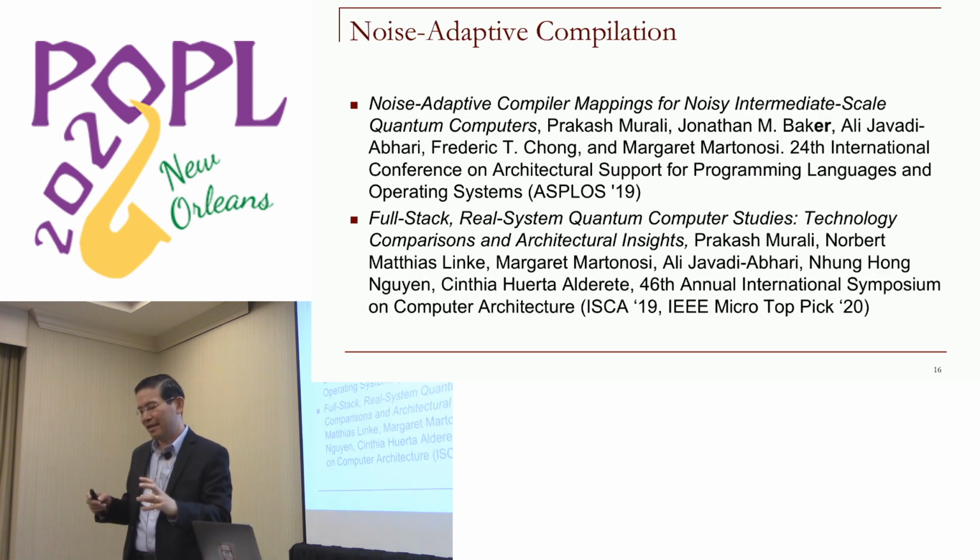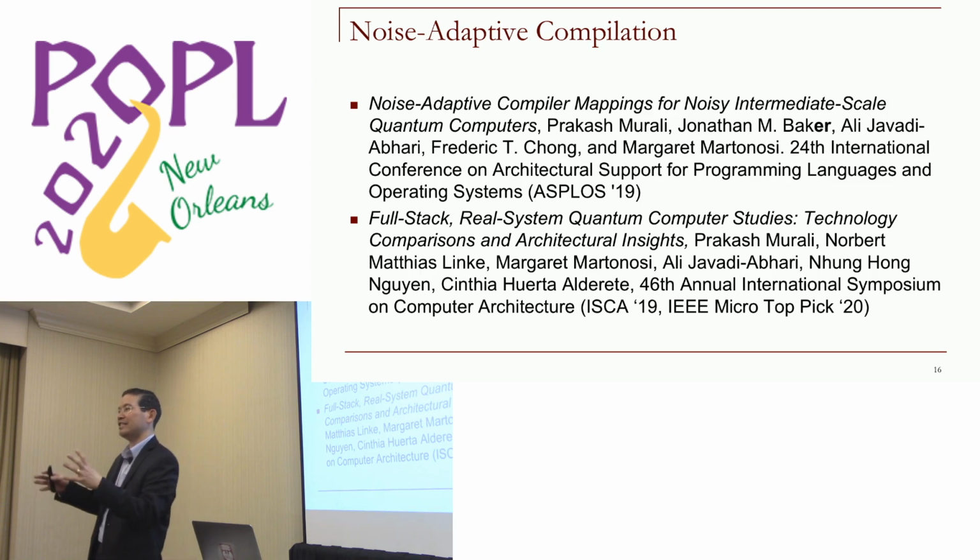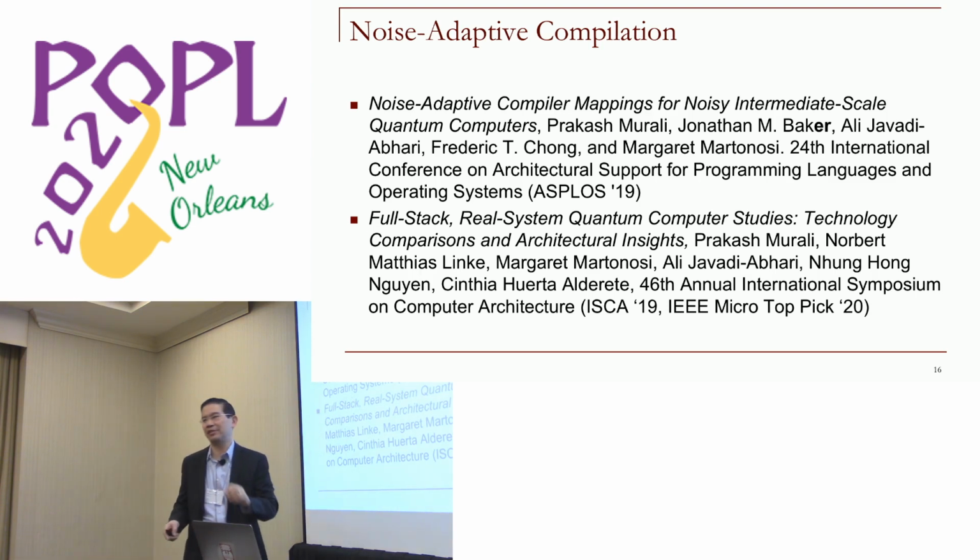Now, this is an example of compiling to 2 very specific machines: specific size IBM machines, and actually some Rigetti and ion trap machines in the second paper.